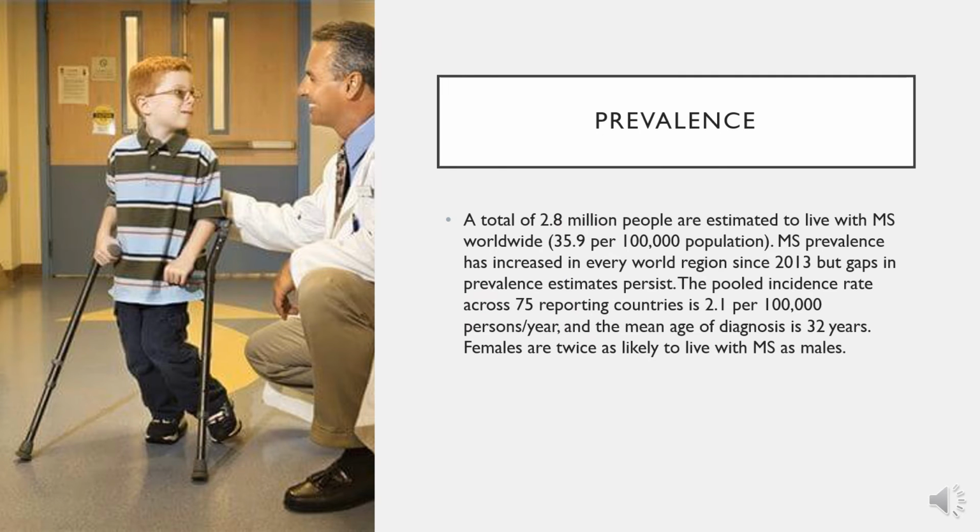Now the prevalence. A total of 2.8 million people are estimated to live with MS worldwide. MS prevalence has increased in every world region since 2013, but gaps in prevalence estimates persist. The pooled incidence rate across 75 reporting countries is 2.1 per 100,000 persons per year, and the mean age of diagnosis is 32 years of age. Females are twice as likely to live with MS than males.